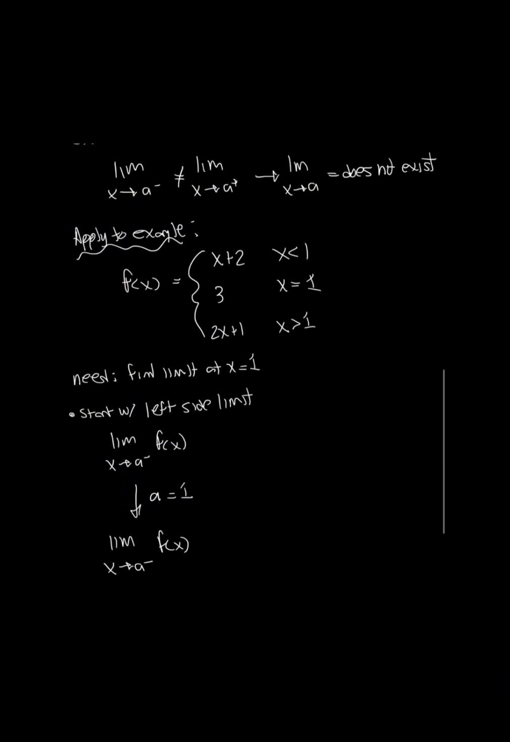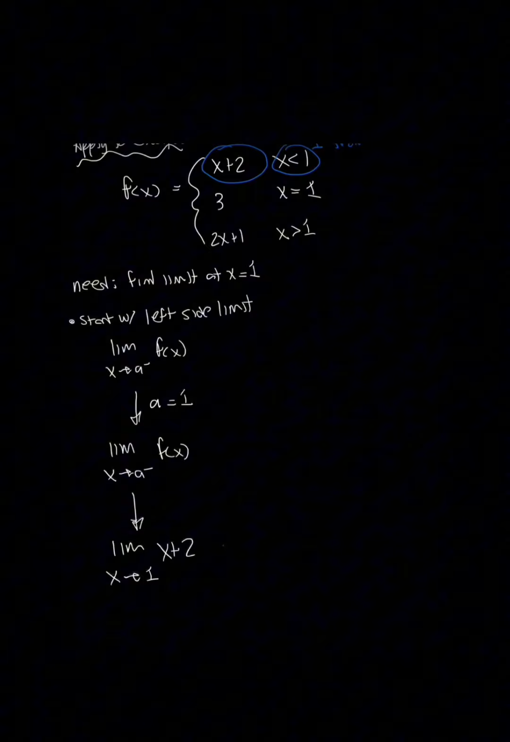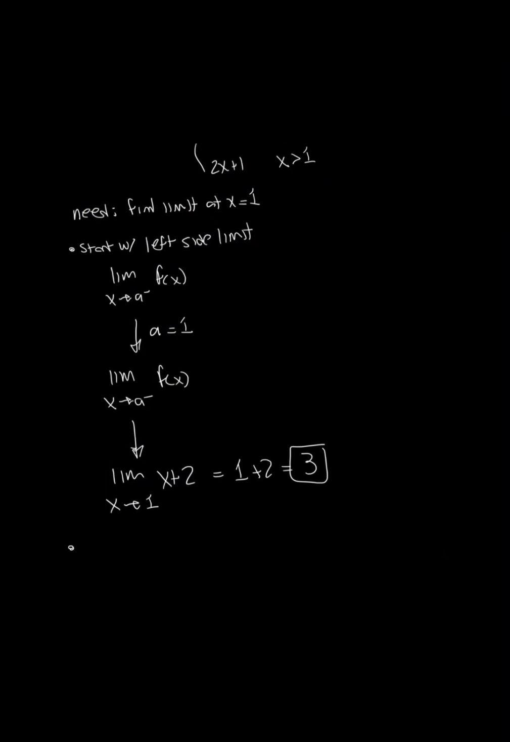So if we look at our piecewise function here, it's going to be denoted by this function here, since when we approach 1 from the negative side, it's represented by this function. And so we plug in f of x equal to this, and then we plug in our value of 1. We get that the limit as x approaches 1 from the negative side is going to be equal to 3.